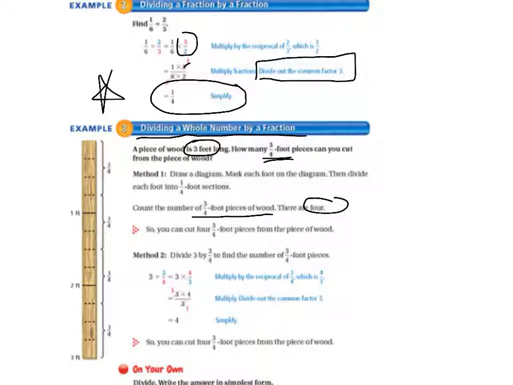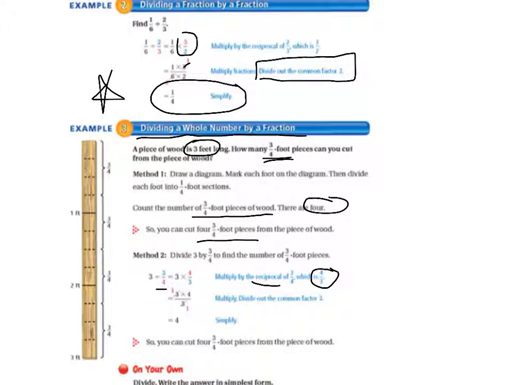There are 4. So you can cut 4 3/4 foot pieces. That's what we did yesterday in the activity, was we drew models. Today we are going to divide 3 by 3/4 to find the number of 3/4 foot pieces. So we take 3/4 and we flip it over. We get the reciprocal of 3/4, which is 4/3, and then we multiply.